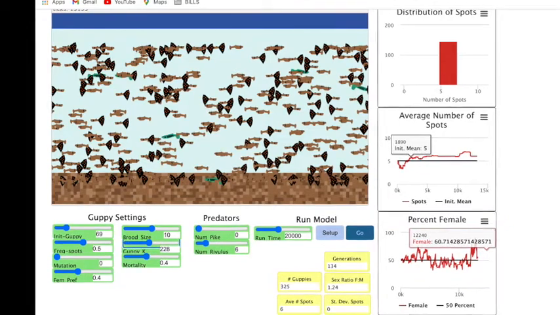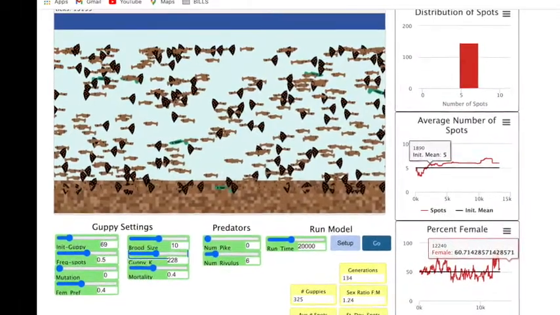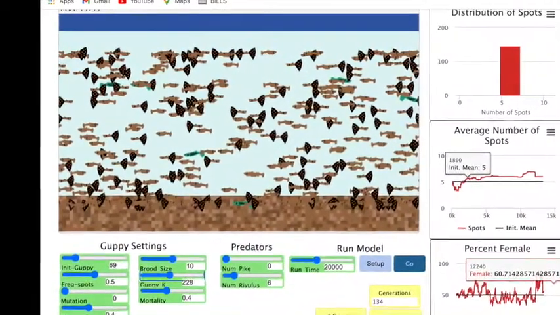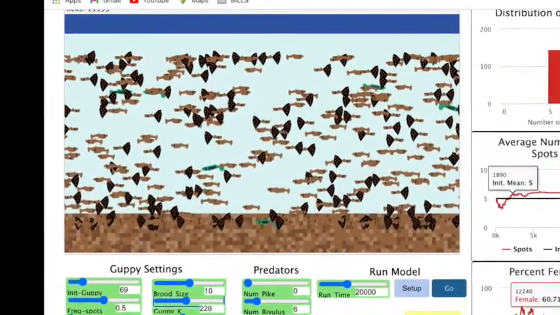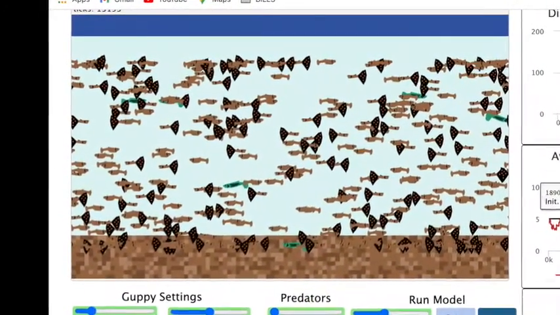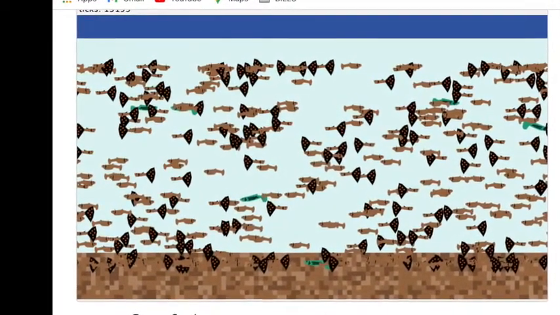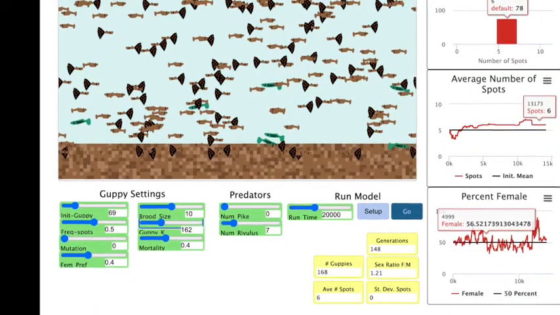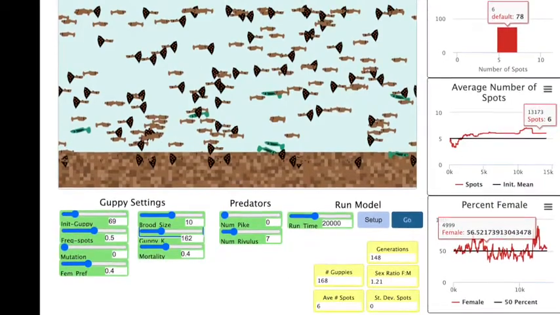For my second manipulation, I increased the number of Gunny K to 228, mortality at 0.4, mutation at 0, and the blood size at 10. I kept the running time at 20,000. My major findings included a huge increase in distribution of spots, a decrease in average number of spots, and an increase of female population from 39.1% to a whopping 60.7%.